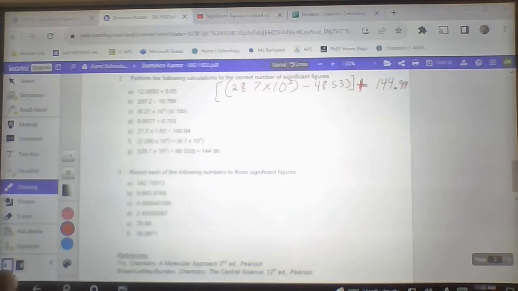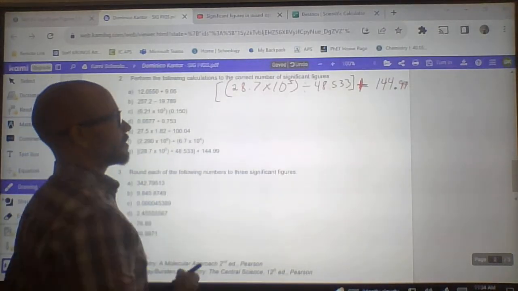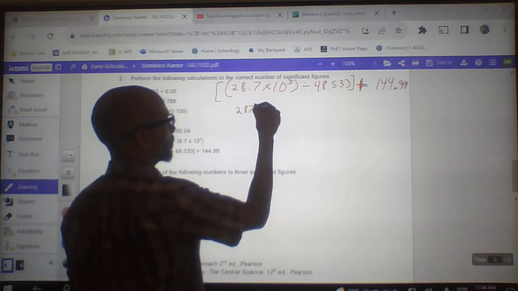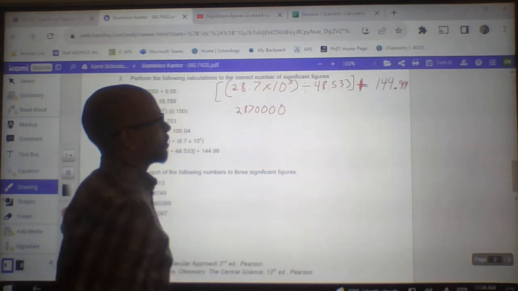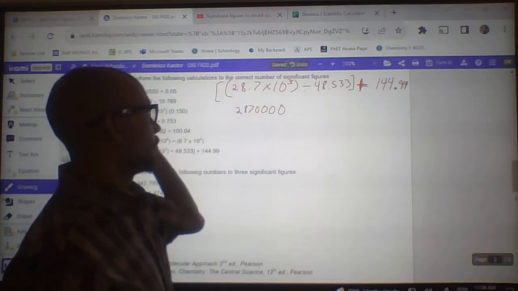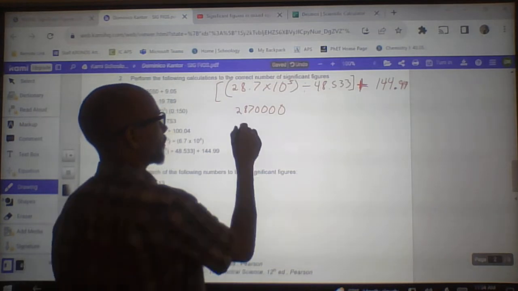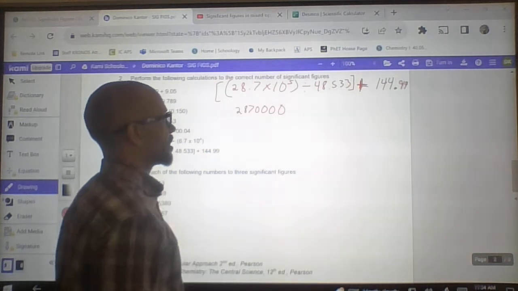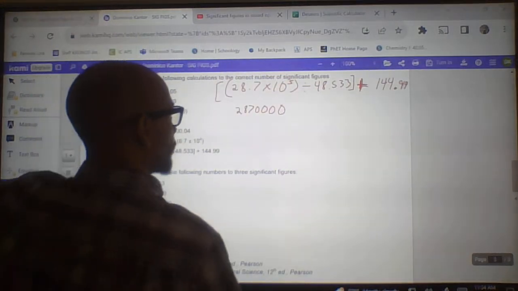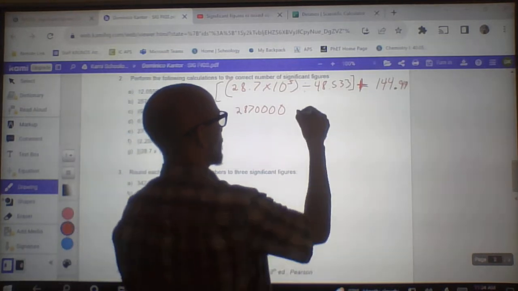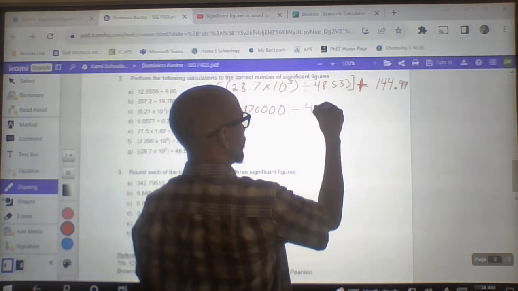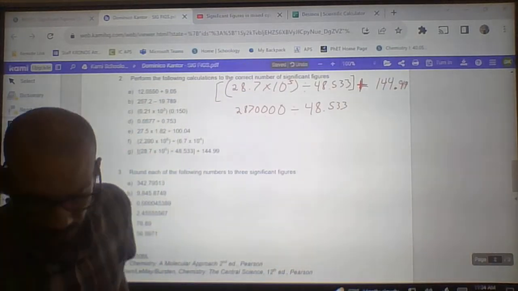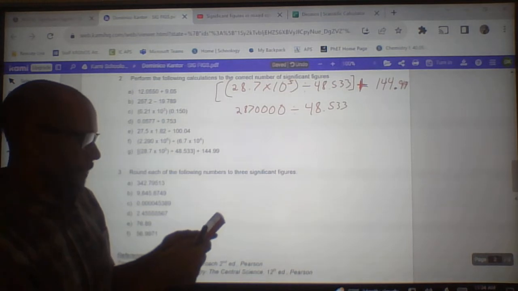I like to expand these. I'll take this decimal place and move it 5 places to the right: 1, 2, 3, 4, 5. I move the decimal to the right and then I get rid of the decimal. If it's negative, I move the decimal to the left, and keep the decimal. Then we're going to be dividing that by 48.533. Then we'll get out a handy calculator.